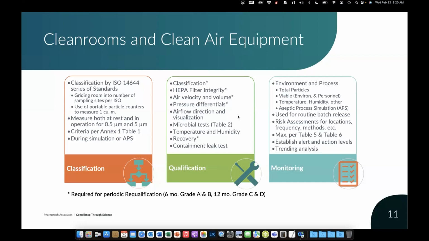Now, to be clear, the monitoring limits for total particles and viable particles are different tables than the classification limits, and we'll go into that in a moment. There's also an expectation, particularly for the lower grades, to establish, based on either risk assessment and historical data, your own alert and action levels, and to have appropriate alarms for those levels.